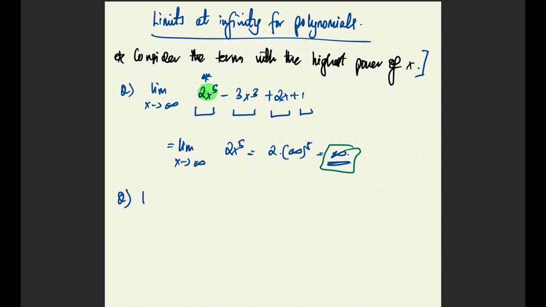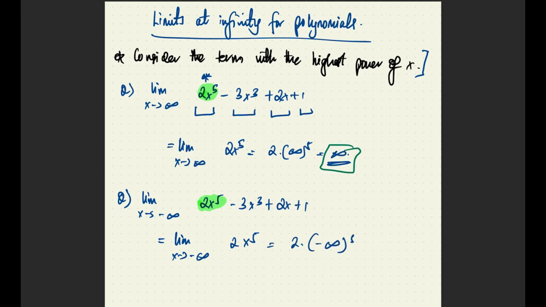We'll do the same thing as we did previously, but now we'll take the limit as x approaches minus infinity of 2x to the power 5 minus 3x cubed plus 2x plus 1. Again, in this case as well, we consider only the term that contains the highest power of x. So we are going to consider the 2x to the power 5. So this is the limit as x approaches minus infinity of 2x to the power 5. That is just 2 multiplied by minus infinity to the power 5.